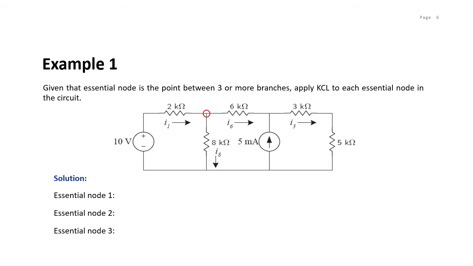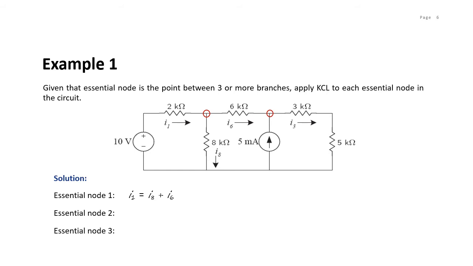Can you see what the currents entering and what the currents leaving are? The current entering is I1 and the currents leaving are I6 and I8. So it should be I1 equals I8 plus I6. Let's find another essential node. Again, it has to be between 3 or more branches, so I think it should be this one. Here we have 2 currents entering and 1 current leaving.